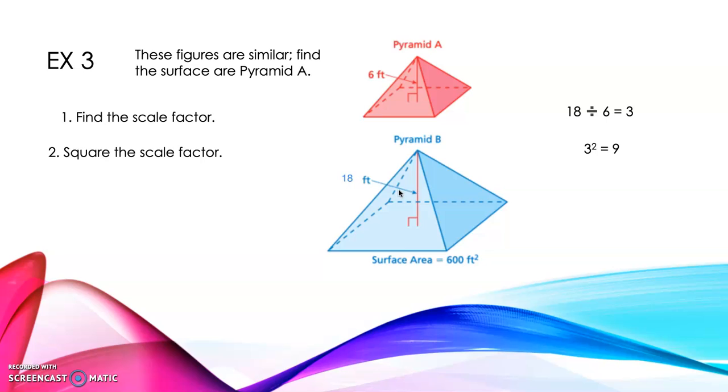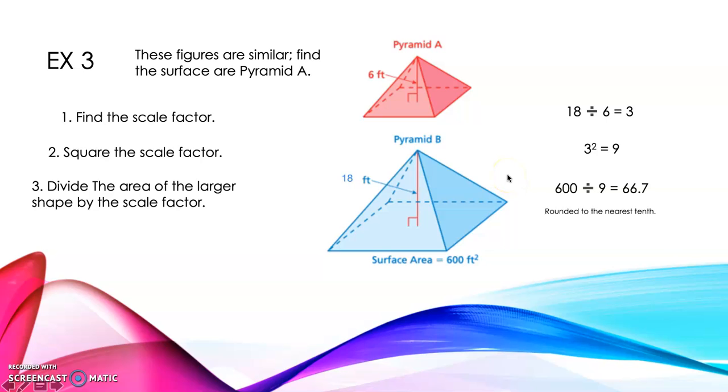3 squared equals 9. Step 3, divide the area of the larger shape by the scale factor. Now again, we're going from larger, they gave us the larger, they're asking for the smaller one, so we need to divide. 600 divided by 9, rounded to the nearest tenth, is 66.7 feet squared. Miss Ariel forgot her units.